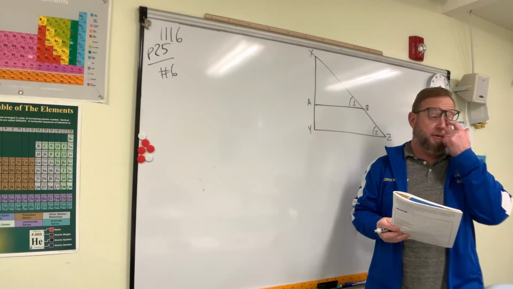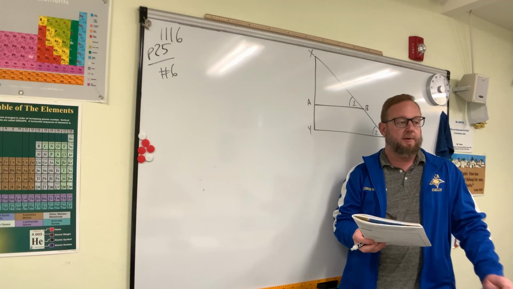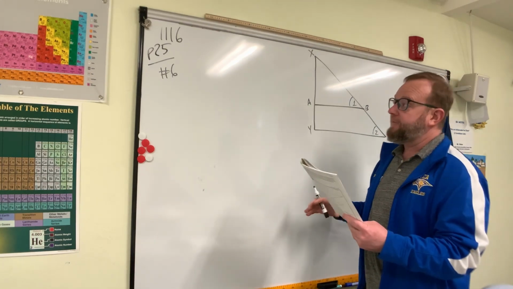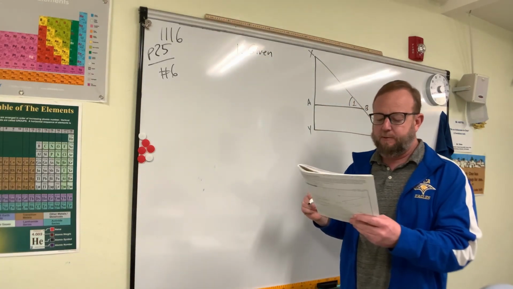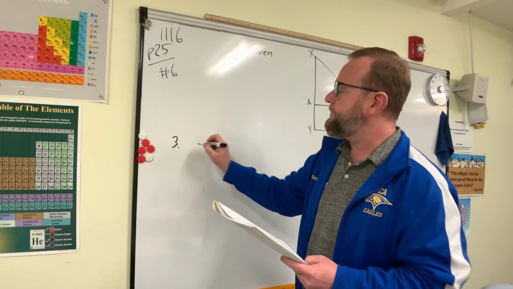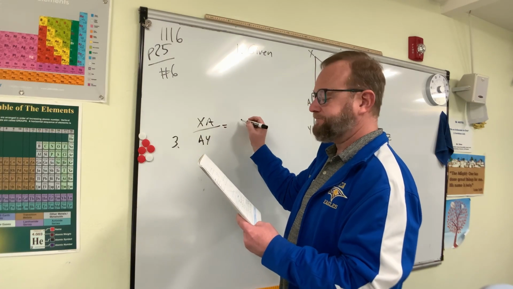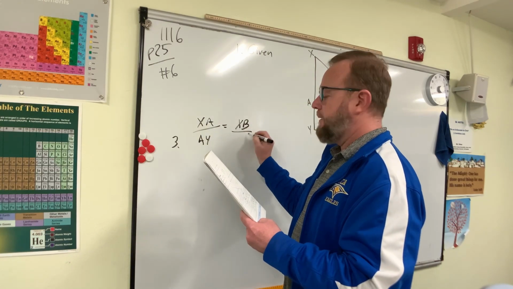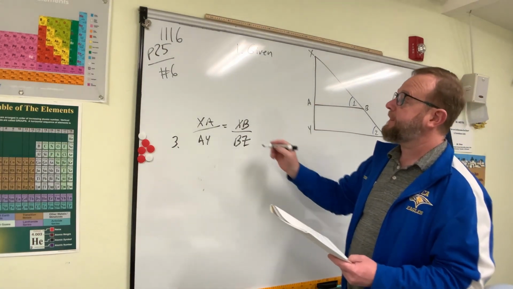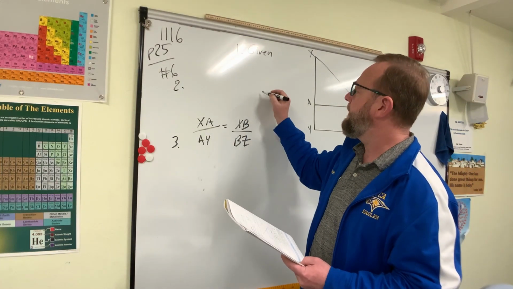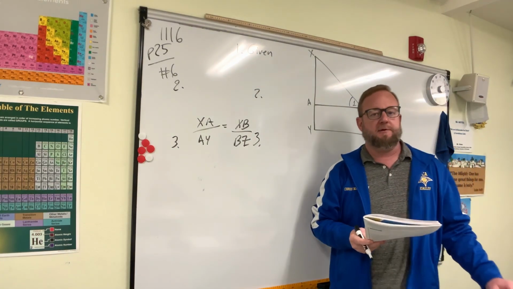In order to prove that proportion, what would I need to know? How would I solve that? My first step is given. That's the given information that we just read. Our step 3, what we're trying to prove, is that XA over AY equals XB over BZ. Step 2 and reason number 2 and reason number 3 are all unknown to us.